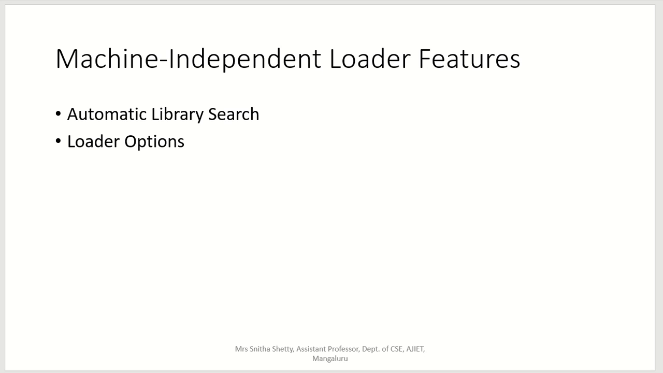So what are machine independent loader features? In machine independent loader features, there are two categories. That means there are two features. The first one is automatic library search, and the second one is loader options. Okay, so what is automatic library search?